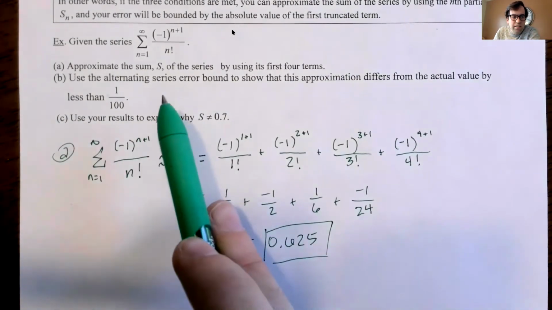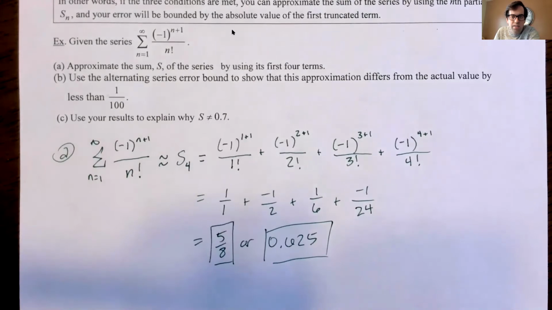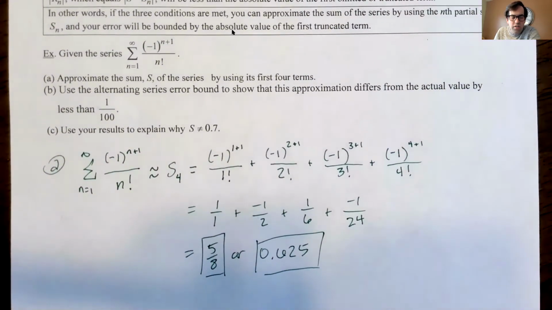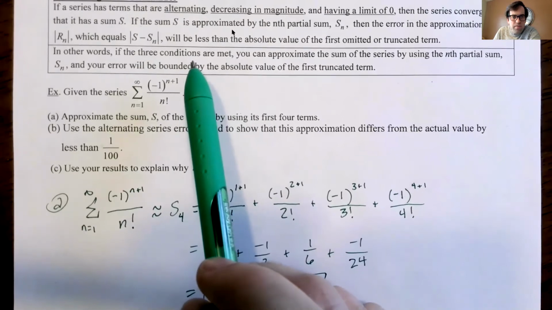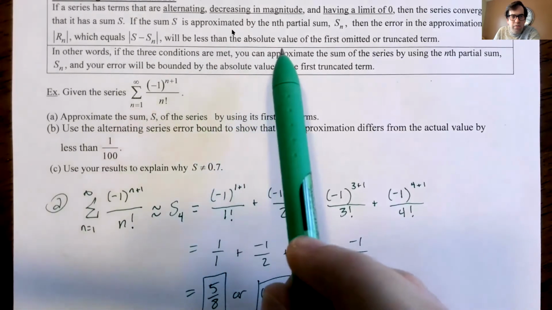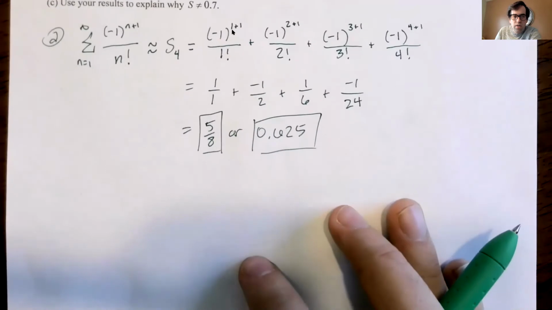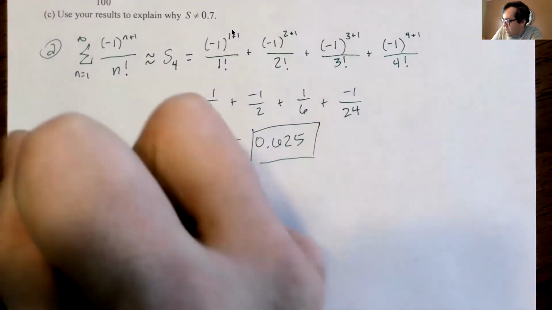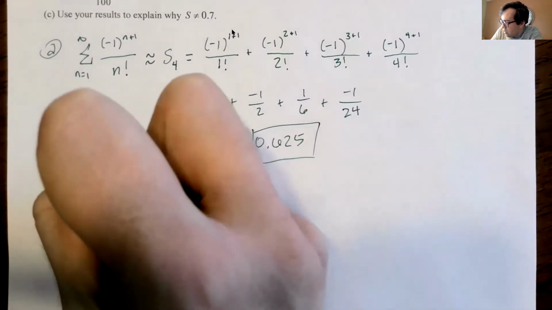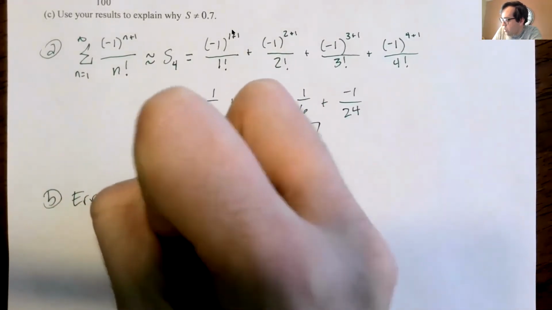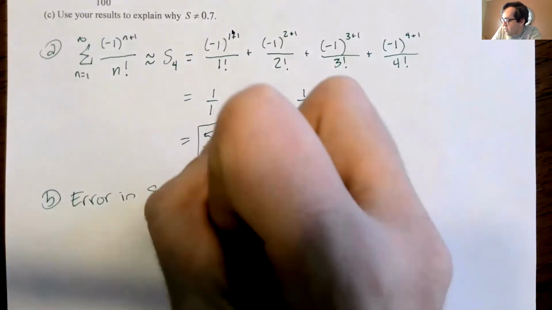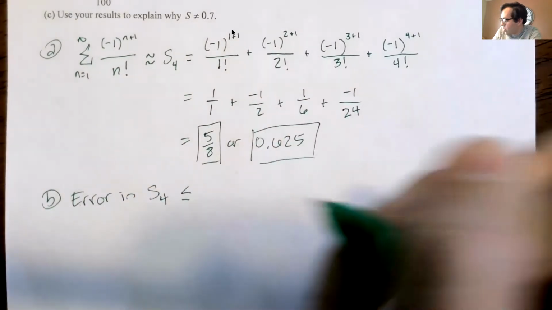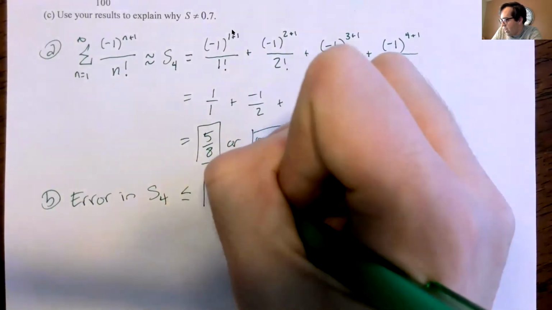Use the alternating series error bound to show that this approximation differs from the actual value by less than 1 over 100. So our rule for alternating series error bound, as we saw up here, is that it is less than the absolute value of the first omitted term. So here's how we're going to write that. We're going to say the error in S sub 4 has to be less than or equal to the absolute value of A sub 5.